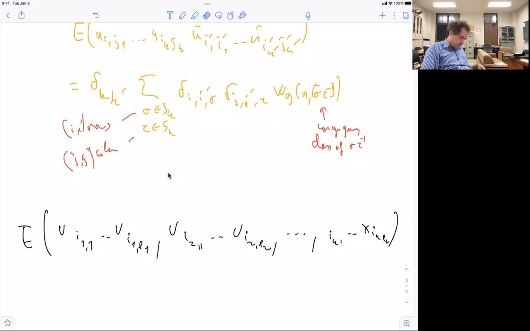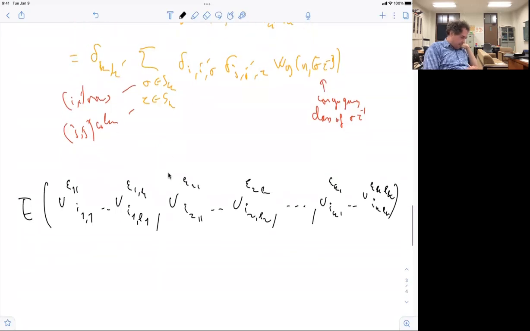And I'm almost there, with U I K 1, I K L K. Here I don't have bars, so I should add bars now. And the bars I will record with epsilons, again following notations by Mingo, Speicher, and so on. So here we put epsilon 1 1, epsilon 1 L1, and so on. Epsilon 2 1, epsilon 2 L2, epsilon K1, epsilon K LK, where epsilon belongs to either the empty set or bar. The empty set means I'm looking at the U, and bar means I'm looking at the conjugate.